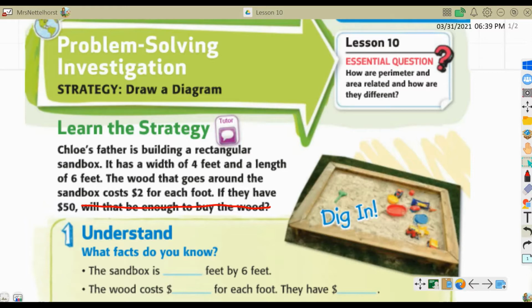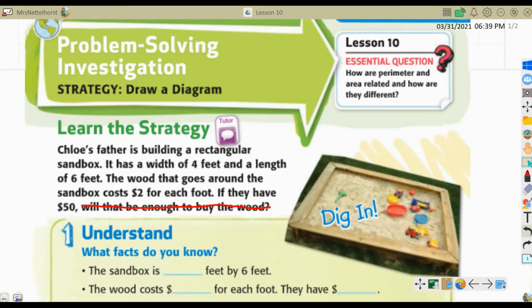So now I'm going to imagine what's going on in this word problem. I see a sandbox, and I see that it is longer on one side than on the other because it's a rectangle. And I'm at Home Depot and I'm looking at wood for my sandbox, and I see there's a price tag there. And I look in my hands and I have some cash in my hands to pay for this wood.